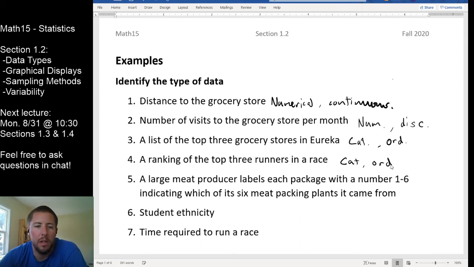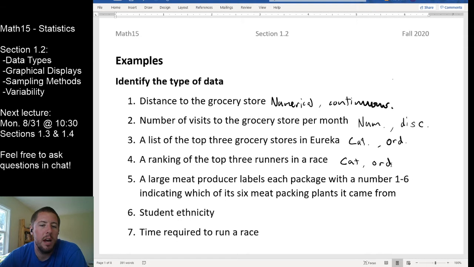But I want to draw a little distinction between 3 and 4 that I can't otherwise draw with our current categories. The difference to me is that if I'm looking at the number 1 ranked grocery store and the number 2 ranked grocery store in Eureka, there's no way for me to come up with a measurement of how much better the first store was than the second. Even if we ranked this out of 10 stars, there'd be a star difference, but that's pretty weak. It's weird to say that grocery store is 1.2 stars better than that one. I don't really know what that means. That's a vague measurement, if anything at all.